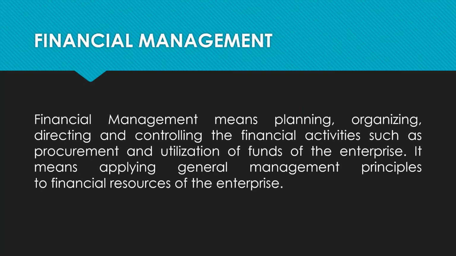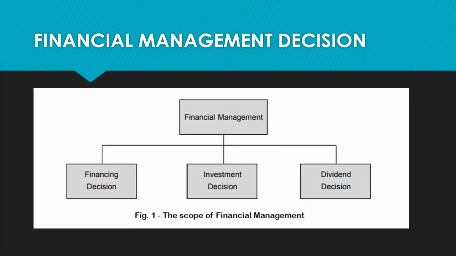Under financial management, three types of decisions need to be taken. First is the financing decision: how you are going to manage the finance. Next is the investment decision: how you are going to invest that money. And lastly is the dividend decision. Whenever you are investing or holding shares or receiving investment, dividends come. Whether you are paying the dividend or receiving the dividend, that decision you also need to take. That also comes under financial management decisions.